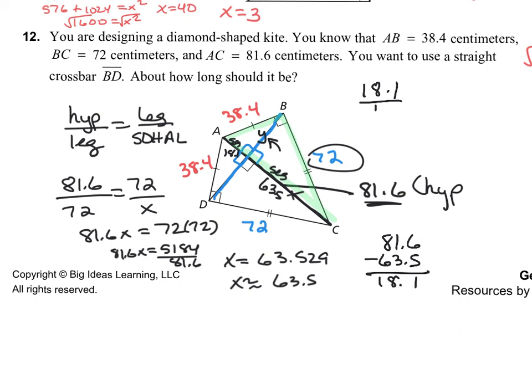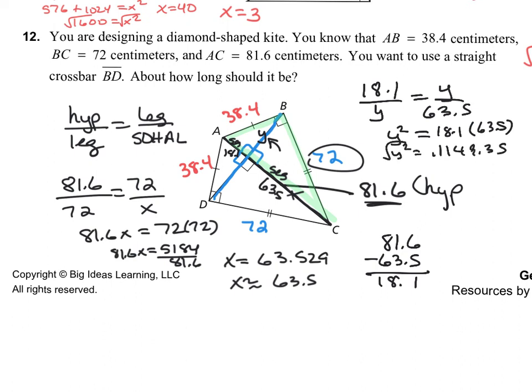call this Y, and then Y over the segment we just found. We can do it this way as well. Once I multiply 18.1 times 63.5, I get 1149.35. I need to square root it. And I get Y is equal to 33.9.